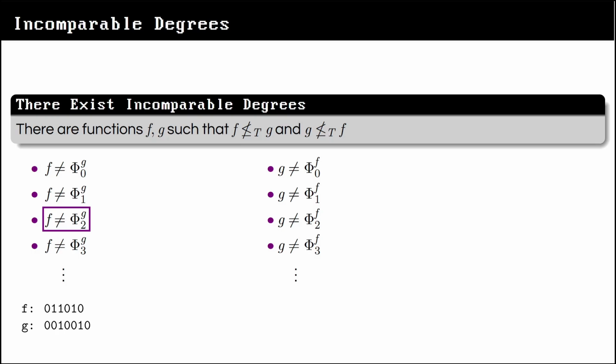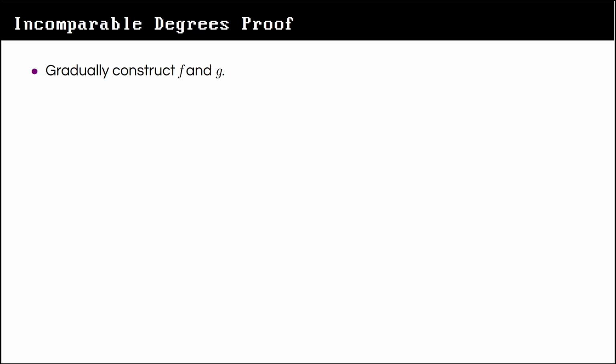We'll go through this list of conditions from left to right and then top to bottom to make sure we get to all of the conditions, so that in the limit we wind up working out all of the values of f and g, and we'll have worked out an f and g that satisfy all of these conditions. So let's look at a step in this construction of f and g.